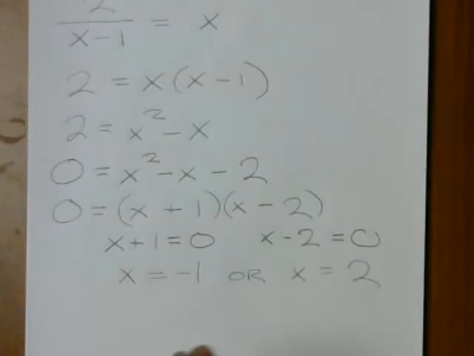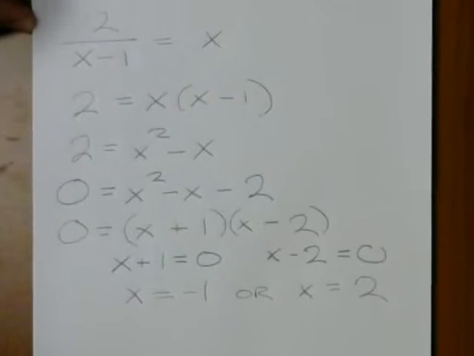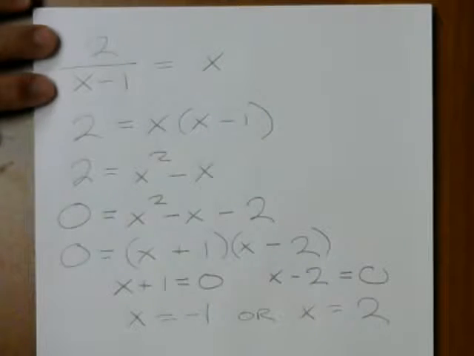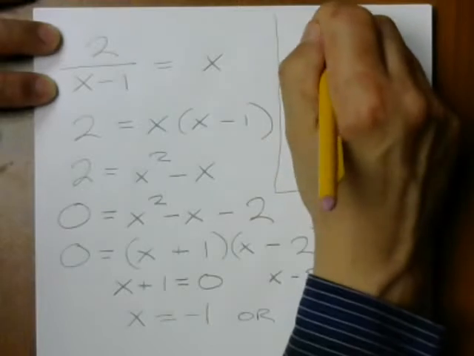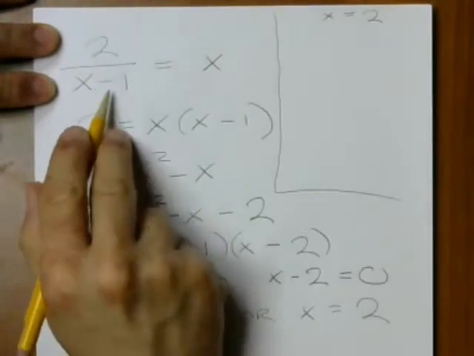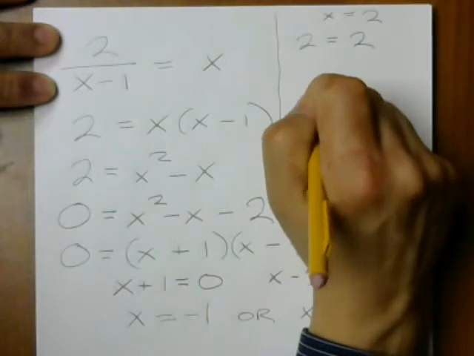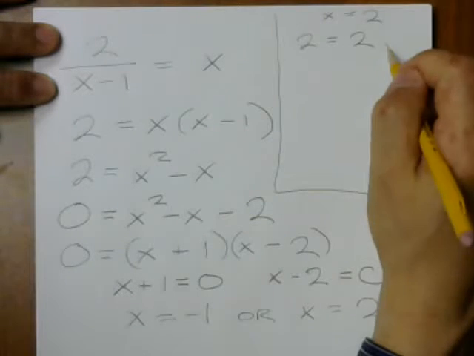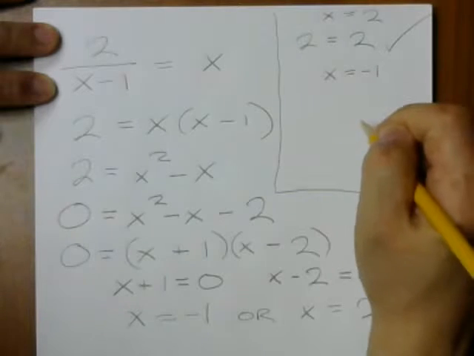So now what do we have to do? Well, we multiplied by this expression involving the variable. So let's go back to our original equation. Is it okay for us to plug in x equals 2? Well, let's see. If we plug in x equals 2, what are we going to get? Well, this is just 2 minus 1 in the bottom. So that's just 2 over 1 equals 2. That works well. What if we plug in negative 1?